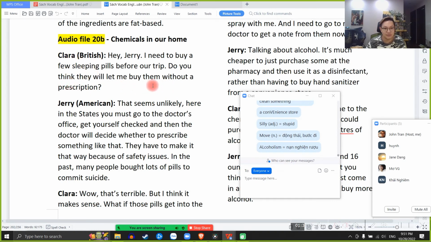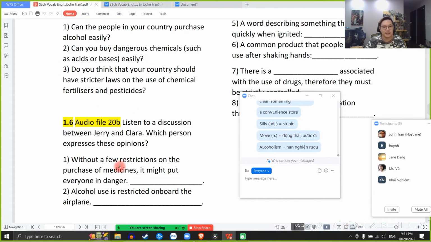Clara asked about buying without prescription, right? And then Jerry said that he talked about a story and then he tell the story that you should do this and that. And then Clara agrees. Clara đồng ý nè. I think it makes sense. So she agrees, right? Tôi nghĩ nghe có lý, tức là cô đồng ý. Cả hai người đều đồng ý chuyện này. So both of them agree with this, right? Cả hai người đều đồng ý với cái chuyện mà kiểm soát thuốc như thế này. So both of them agree that there should be a few restrictions on purchased medicine, and without them, it might put everyone in danger.